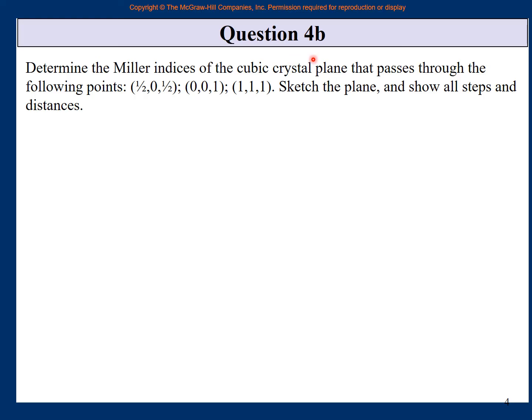So it is a cubic plane, FCC, BCC, whatever. And in the cubic crystal, you have to find the Miller indices. So it means a plane is there. Now for this plane, we are not given the x-intercept, y-intercept. There are 3 points on the plane which are given.